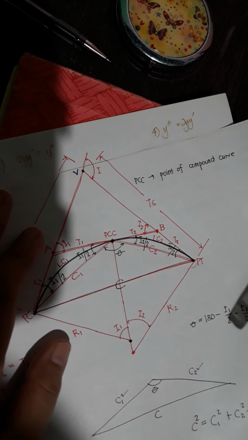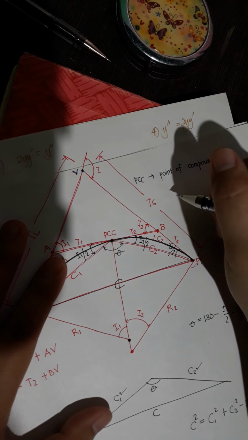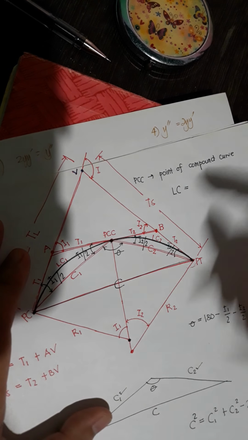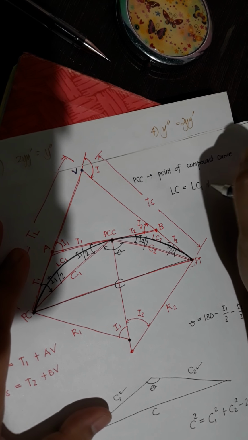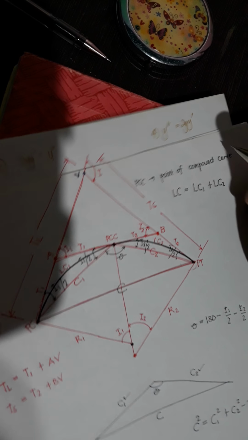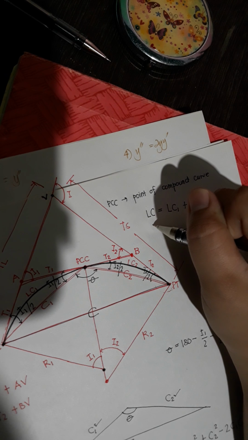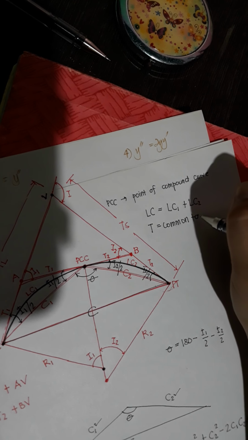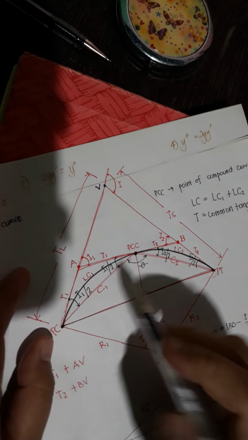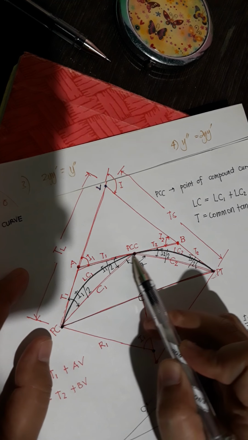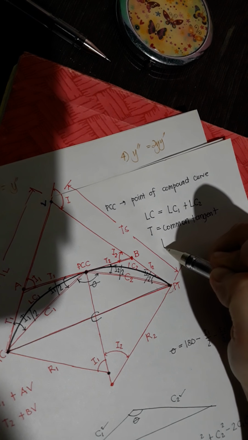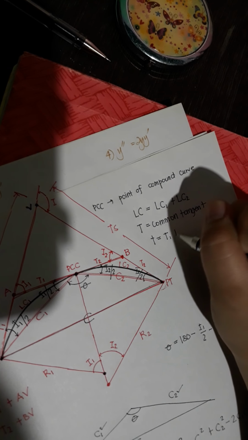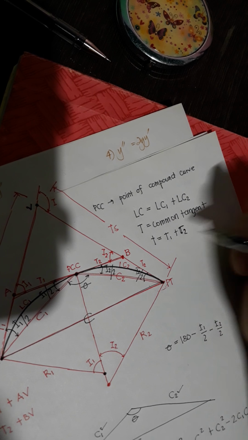Next, we also have what you call the LC. This is the length of the whole compound curve. So LC will be LC1 plus LC2. Now we also have the common tangent. T is the common tangent. Now, common tangent T is this one. This is the common tangent from A to B. So the common tangent T is equal to T1 plus T2.